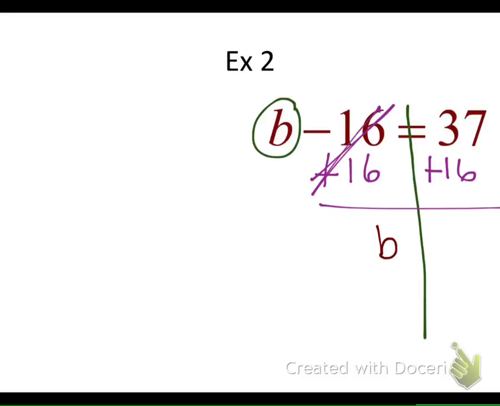What do I put on my line of equality? And then what do I put on my right side? How do I figure out what goes on my right side here? 37 plus 16, right? And we get, as Deontay said, 53. Final answer, I'm going to box it.